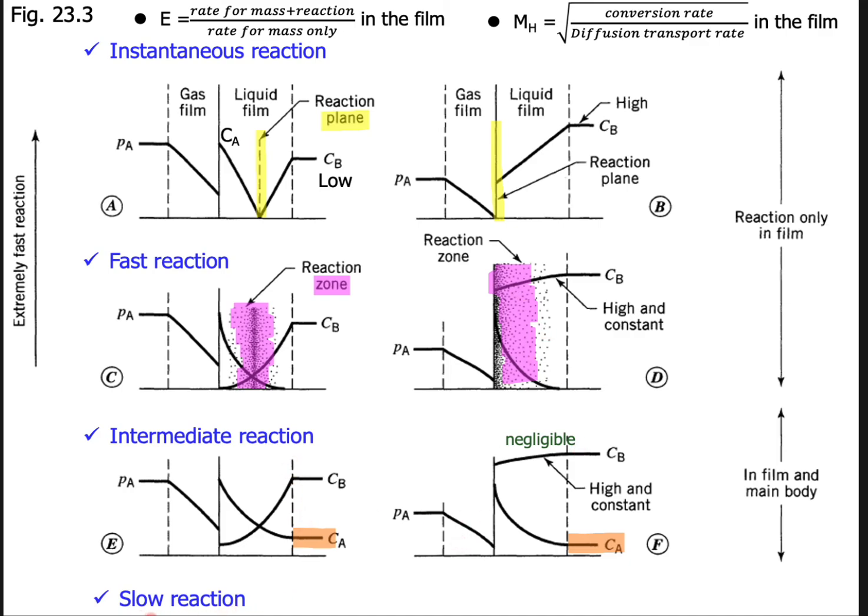And how about if we have the slowest chemical reaction? That implies what? Mass transfer is quite fast, so mass transfer is very fast and the reaction is slow. So all the chemical reaction happens in the bulk liquid. Based on this, you know E equals 1, because no chemical reaction happens in the liquid film. So you get the rate for mass transfer, and E equals 1 in this case.